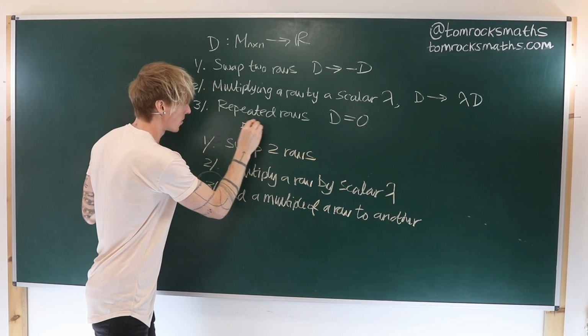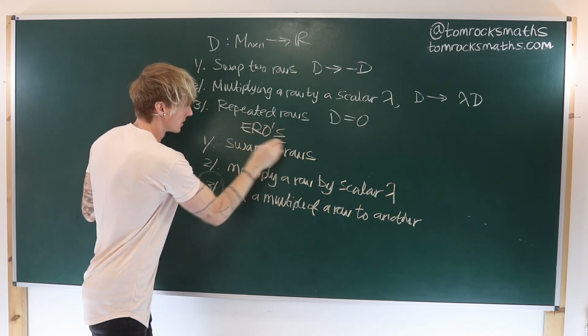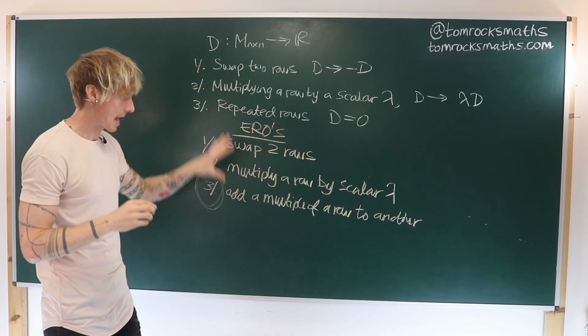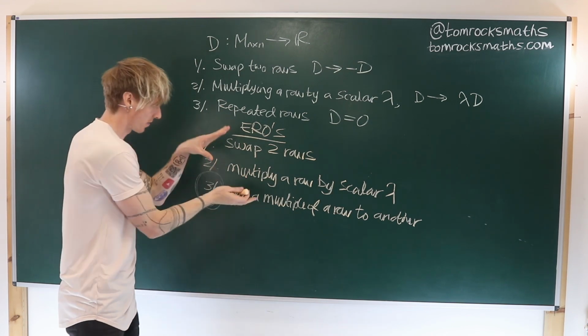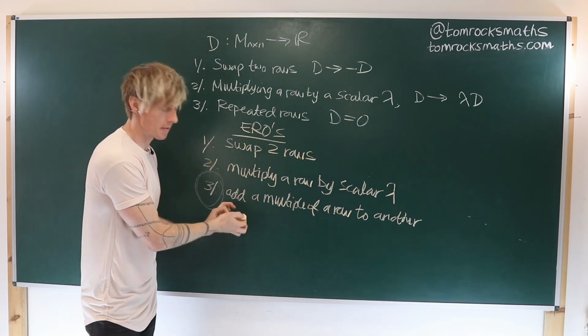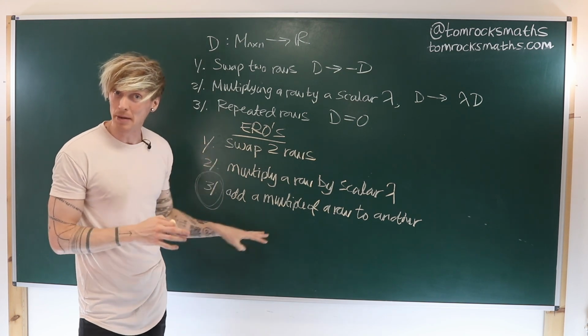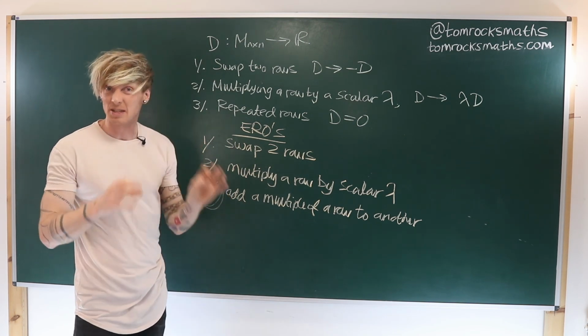So this third type 3 elementary row operation, to figure out how this affects the determinant, we're going to have to think a little more and we're going to have to do some more work.